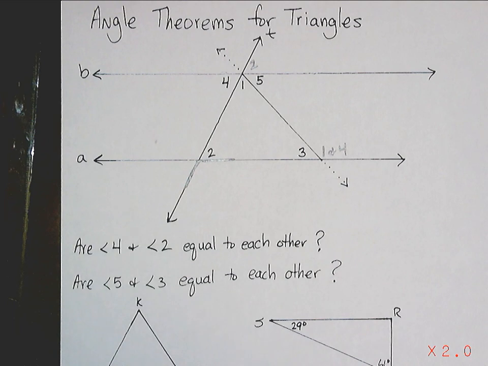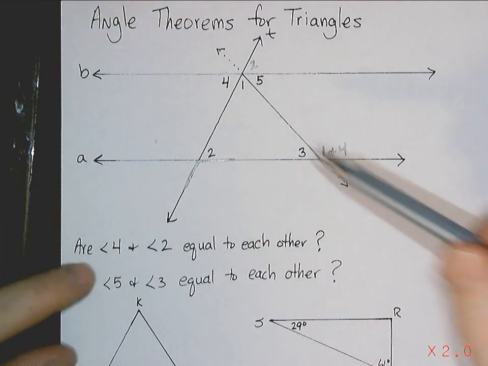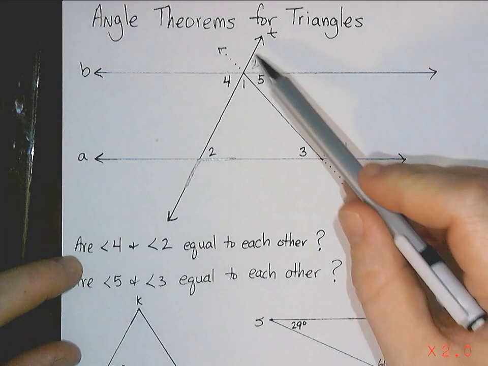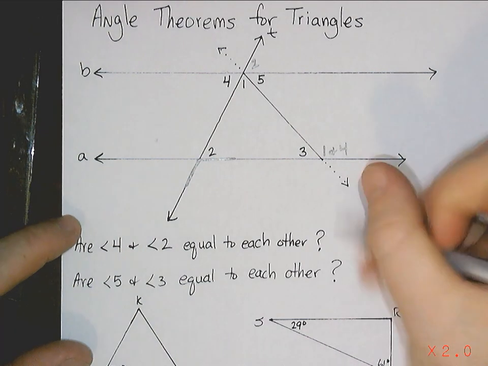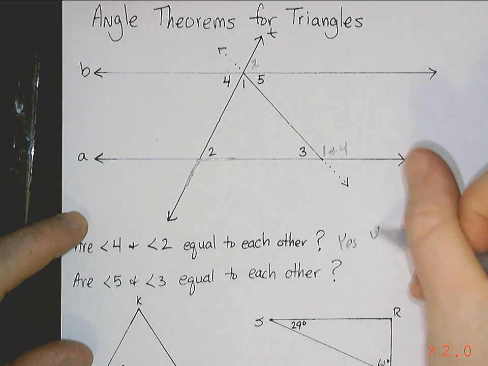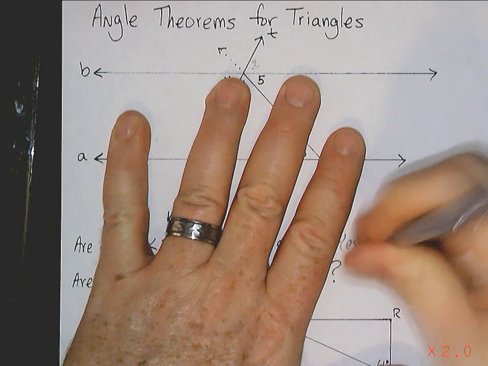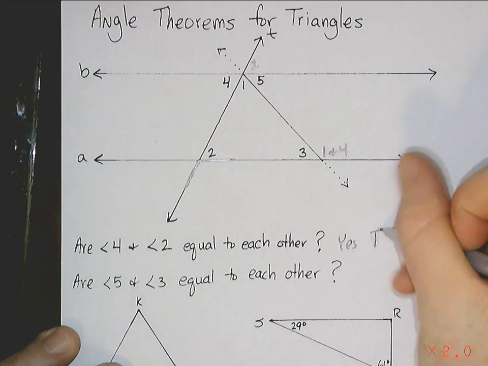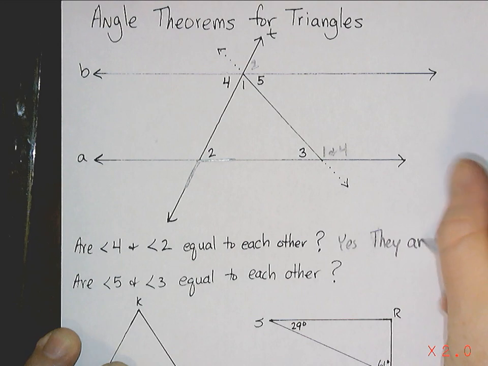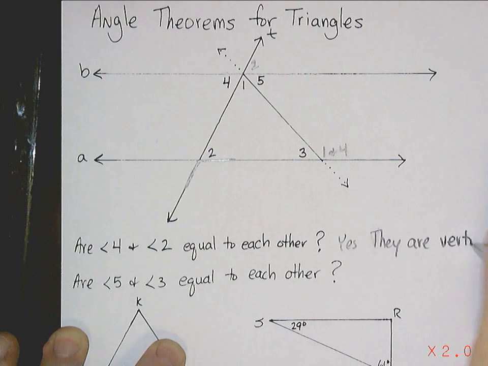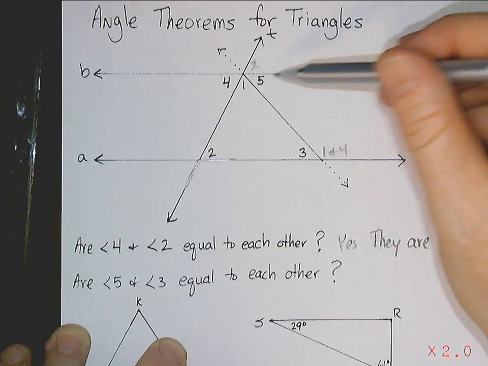I had a couple of questions I asked. Is 4 and 2 equal to each other? Well, yes, they are, because these are vertical angles. They're equal to each other. Vertical angles. Okay. Is 5 and 3 equal to each other? Yes.